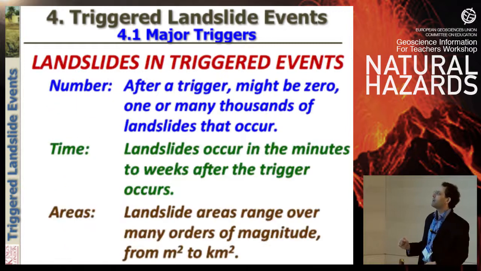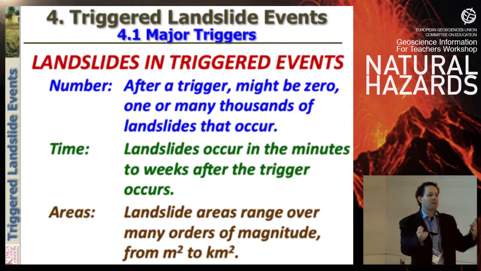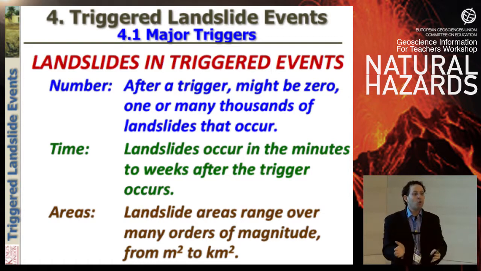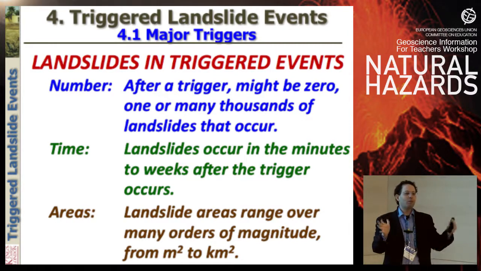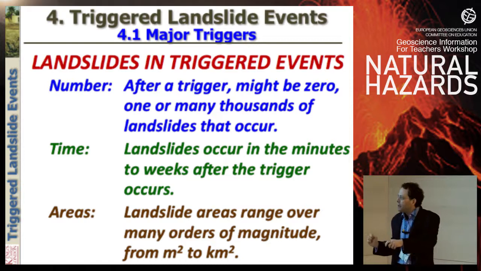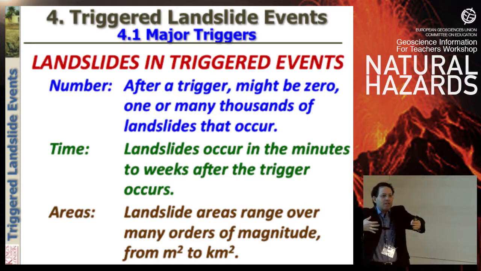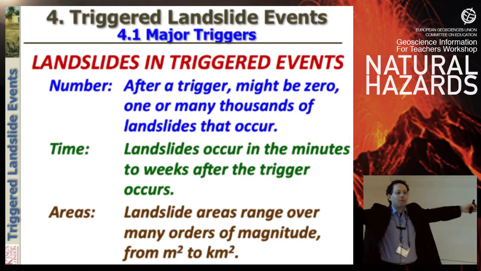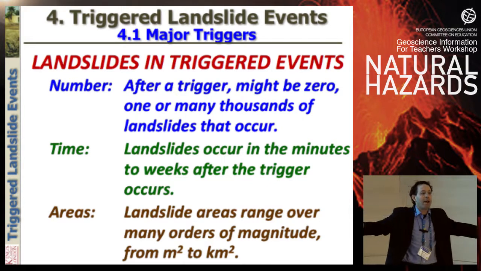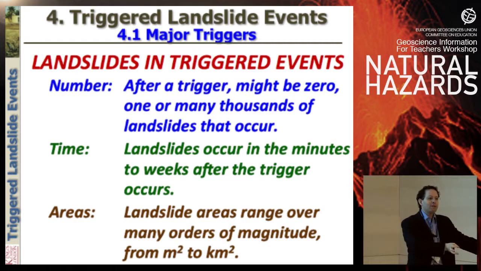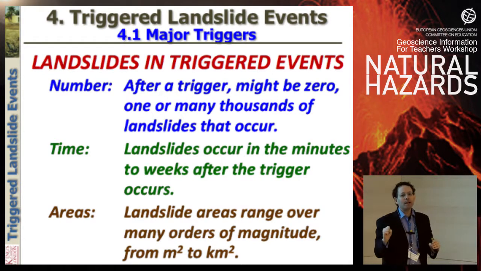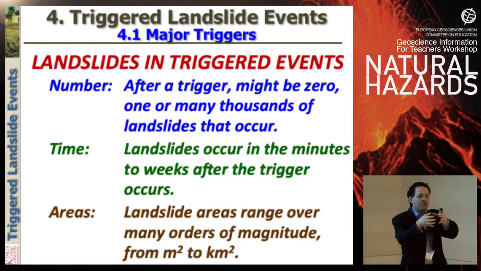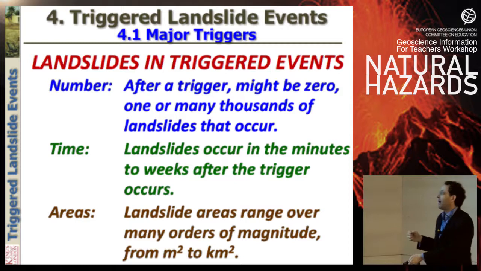And after a major trigger, the number of landslides that result could be none, it could be one, but it can be tens of thousands of landslides that occur in the minutes to weeks after the trigger occurs. The areas of these landslides range from very small, generally meters squared, to kilometers squared, so over many, many orders of magnitude. We have very few big ones, more medium ones, lots and lots of small ones, and very, very few very, very small ones. And that's something the geomorphology community is still working on. Why do we have very, very few very small landslides?